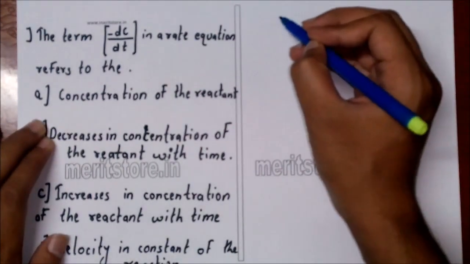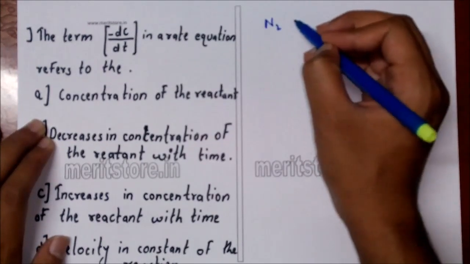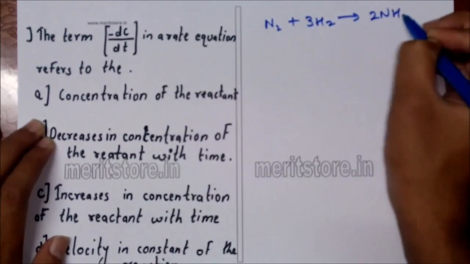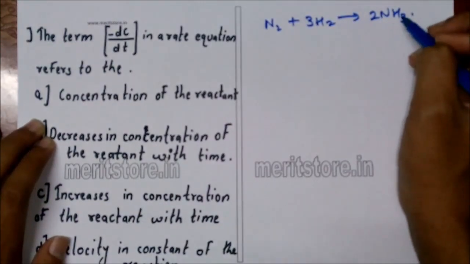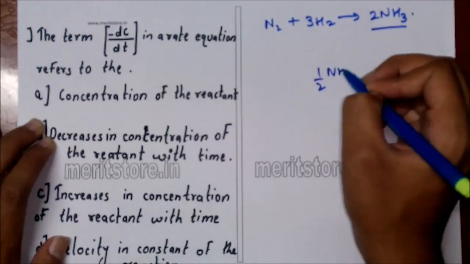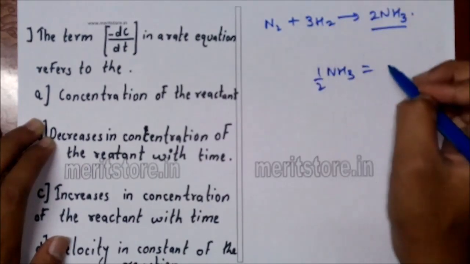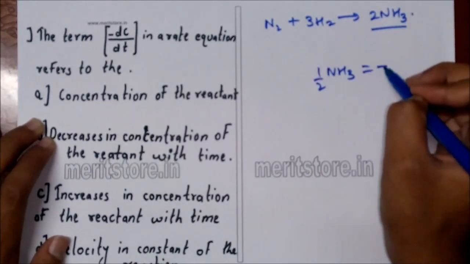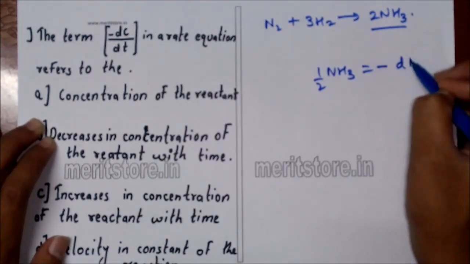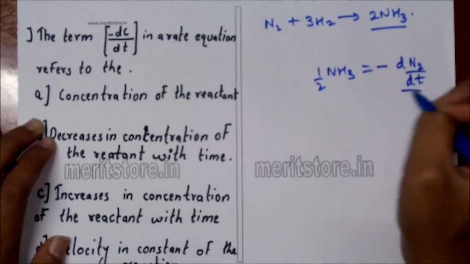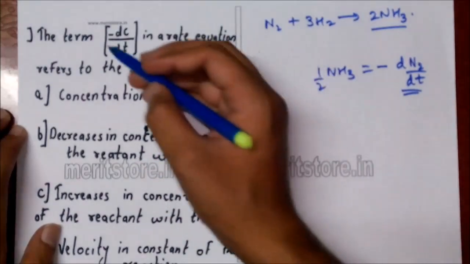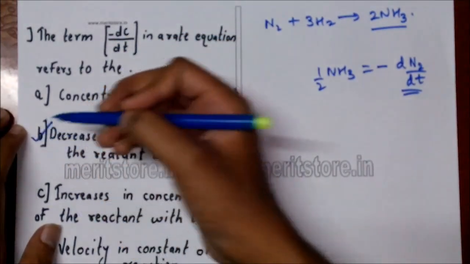So let us consider a reaction. Formation of ammonia from nitrogen will give 2 moles of ammonia. This is formation of ammonia, that is increase in concentration of ammonia with time. So we can write this as 1 upon 2 d NH3. And for degradation of a reactant like nitrogen, we have to put a minus sign as the concentration decreases with time, so a minus sign with d of N2 upon dt as it is with respect to time. So decrease in concentration with respect to time, minus dC by dt, is the correct answer.